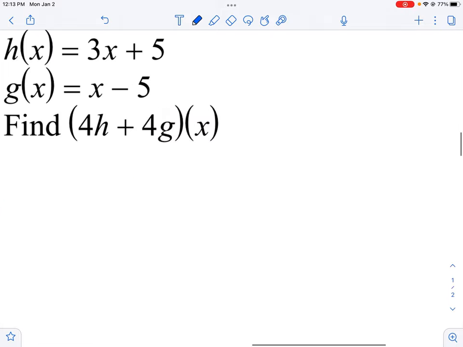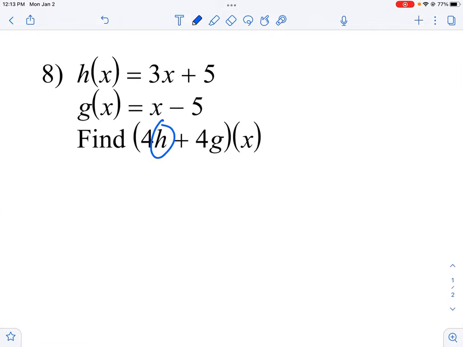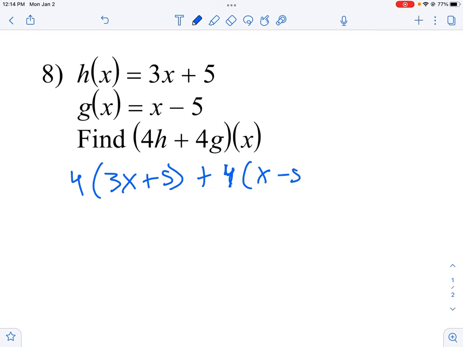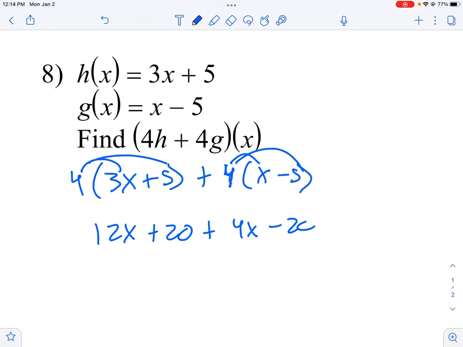Let's jump to our last one. We can do 4 times h and 4 times g, and then add them together. So I'm going to do 4 times h, which is 3x plus 5. It's right here. And then I'm going to do plus 4 times whatever g is, which is x minus 5. And we're going to distribute, distribute, distribute, distribute, distribute. Now we got 12x plus 20 plus 4x minus 20.